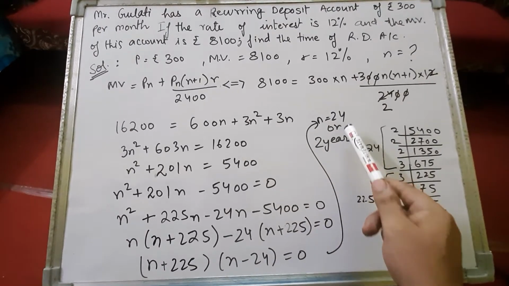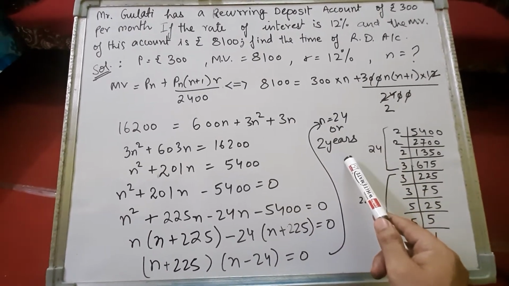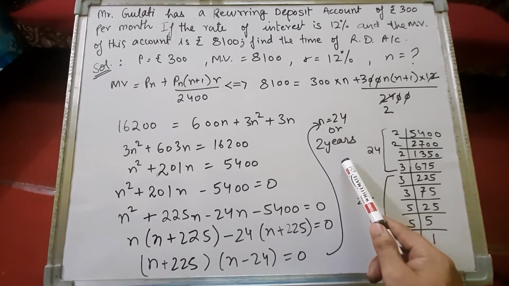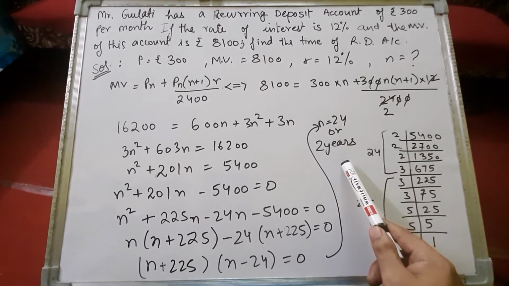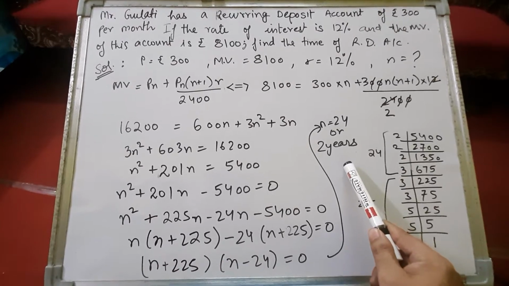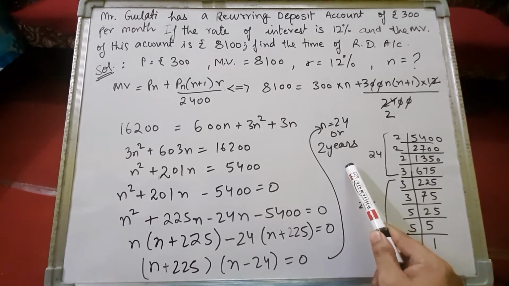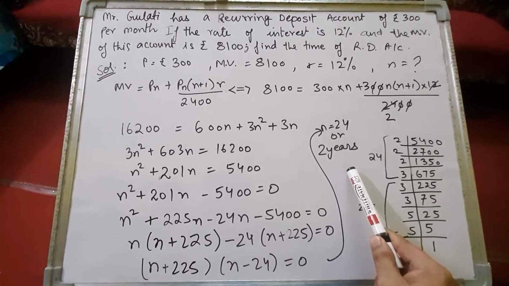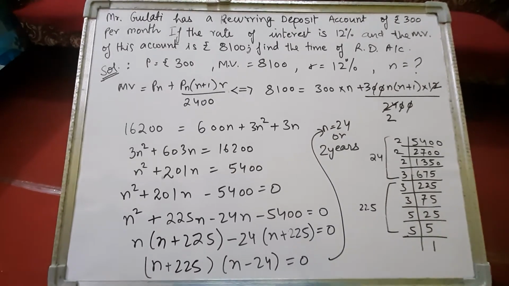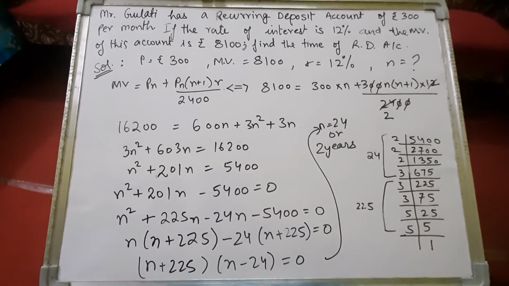24 months means 2 years. So Mr. Gulati has deposited this 300 per month for 2 years time. Right, for 24 months. Understood, children? Note down the solution, please.